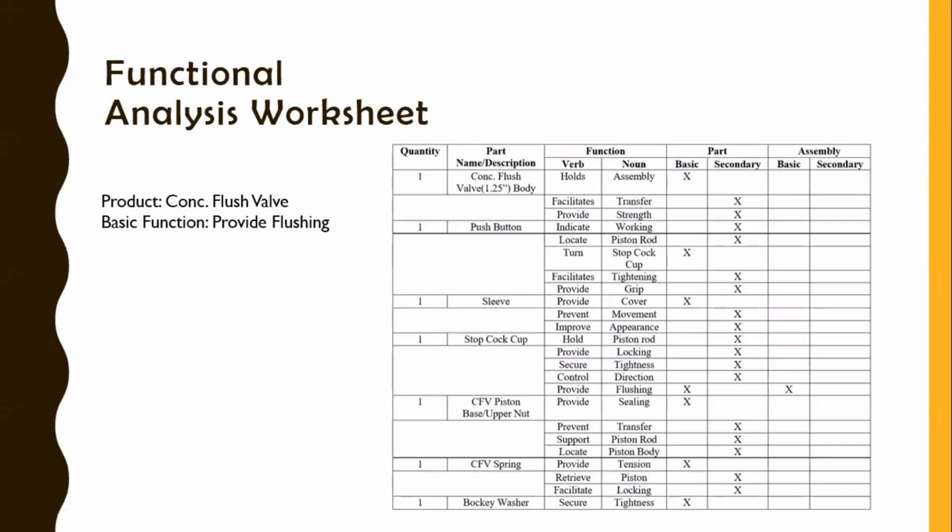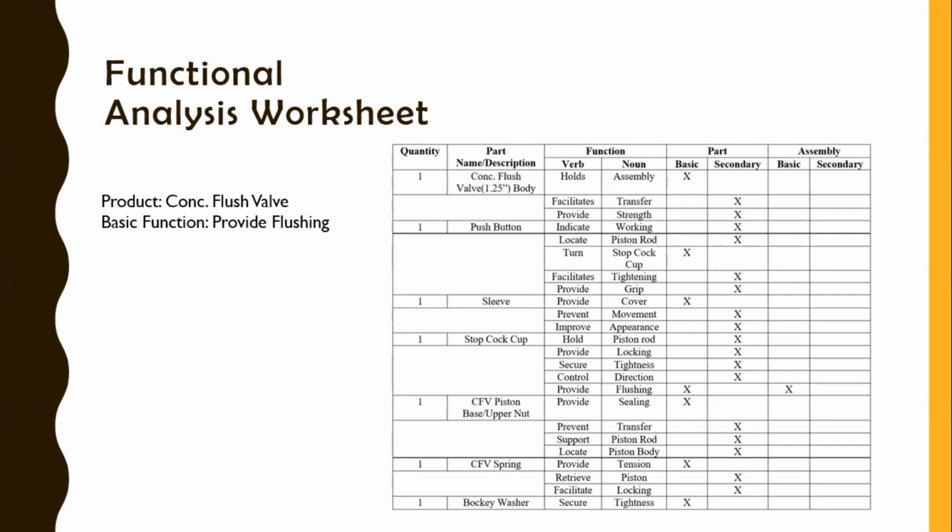So the entire product is divided into a number of sub-elements. Okay. Concrete flush valve, whatever the thickness body is there. And then there is a push button. Also there is a sleeve. Stopcock cup is there. And also piston is there. And also there is a spring. Also there is a washer, right?